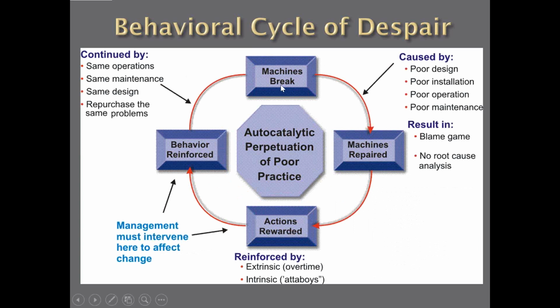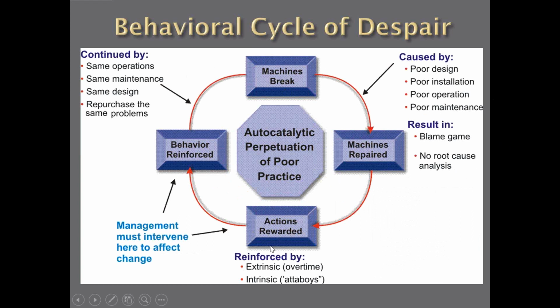So again, the behavioral cycle of despair. This comes from Drew Troyer. Up here at the top, the machine breaks. We repair the machine. Why did it break? Poor design, poor installation, poor operation, poor maintenance. We do the blame game. Well, it broke because the operators didn't operate it right. Operations says it broke because maintenance didn't maintain it correctly. But if we don't do a root cause analysis, we don't know what really caused it. So we go down here and fix it.